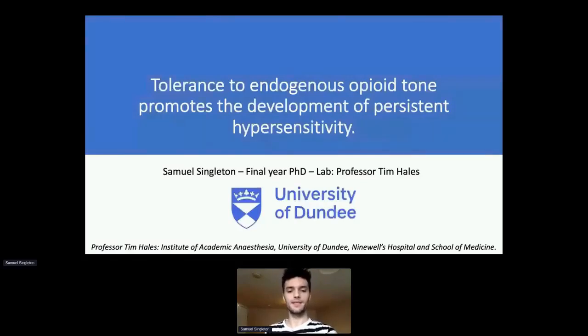My name is Sam, and I'm a final year PhD student here in Dundee, working under the supervision of Professor Tim Hales. This is some of our preclinical work looking at the role of tolerance to endogenous tone in the development of persistent pain.